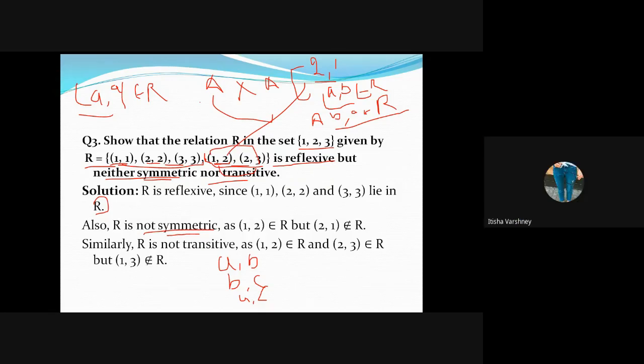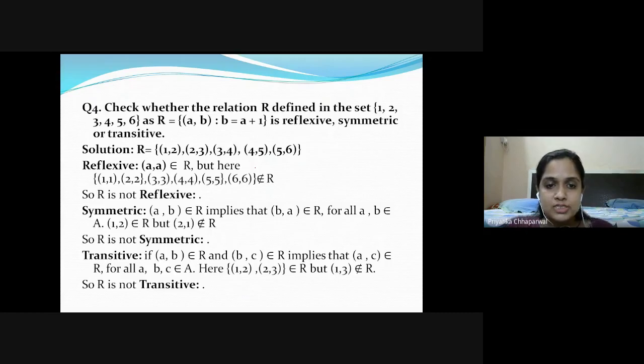Okay. Then the next question is this: the relation R is defined on the set 1, 2, 3, 4, 5, 6. I have given one set 1, 2, 3, 4, 5, 6. What is the relation here? I have defined the relation in this form: (a, b) such that b is equal to a plus 1. So I want to check whether this relation is reflexive, symmetric or transitive.